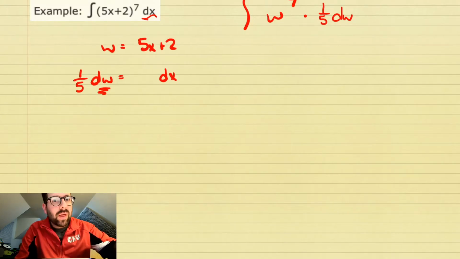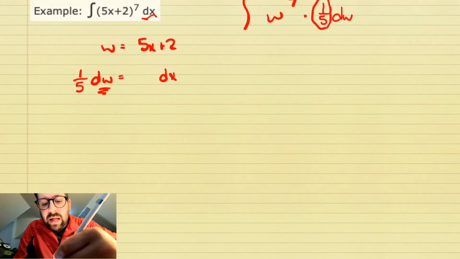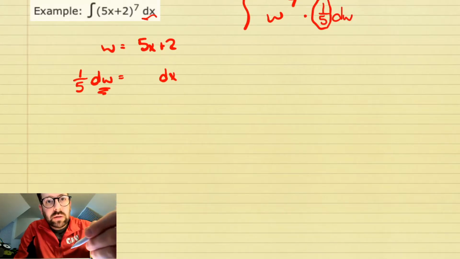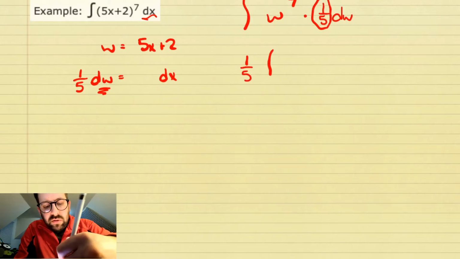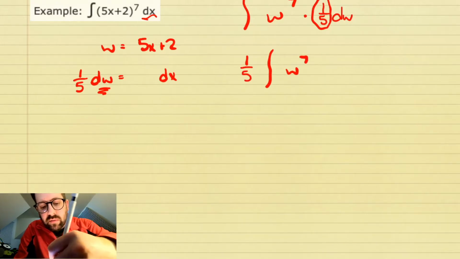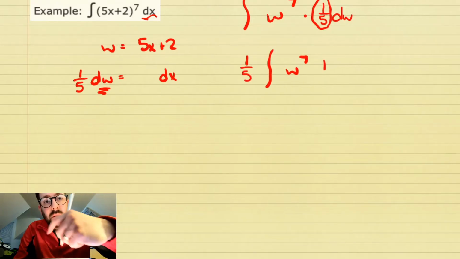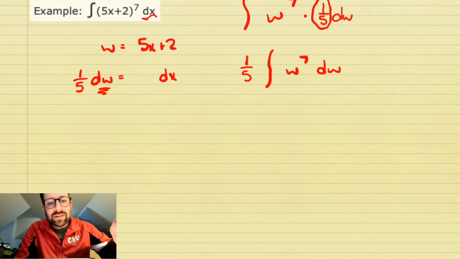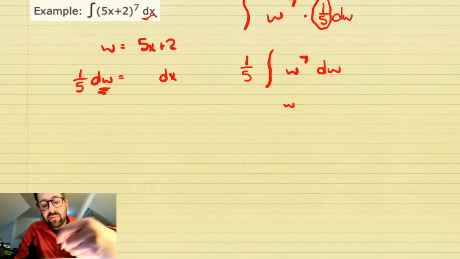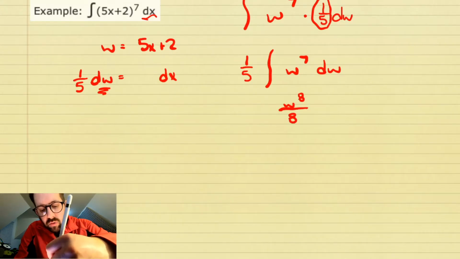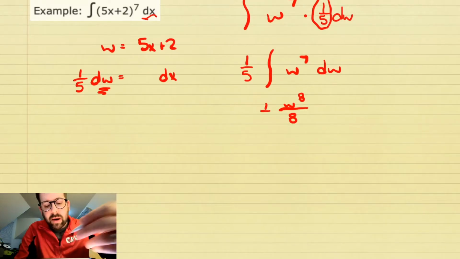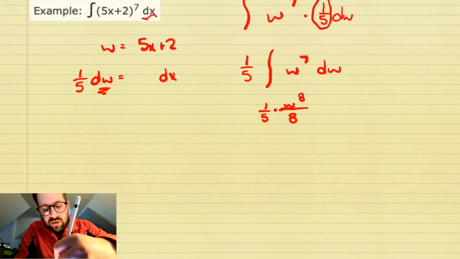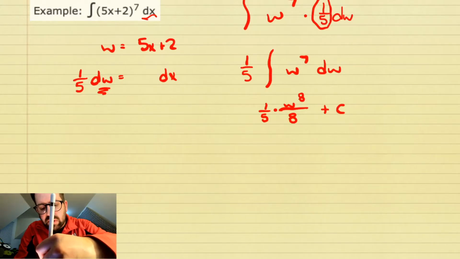Now, why this makes it easier: if this is a constant, remember when you do antiderivatives, constants can go out front if they're being multiplied. So this is 1/5 times the antiderivative of w to the 7th dw. That's how it works when you have constants. You can throw them out front, and we can do the antiderivative. The antiderivative of w to the 7th is w to the 8th over 8. You add 1 to the power, divided by the new power. The 1/5 is still out front, just being multiplied. And then you have the plus c in the back.